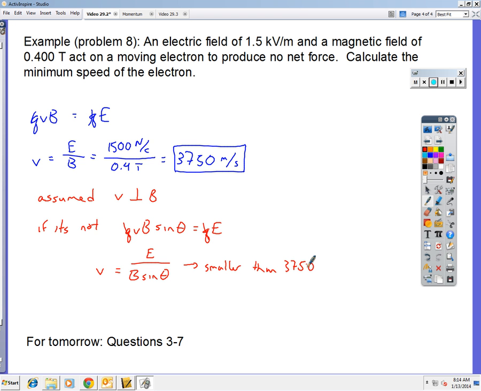Now tomorrow I'm going to check questions 3 through 7. Pay special attention to the ones that deal with crossed fields. That shows up on the AP exam almost every year.